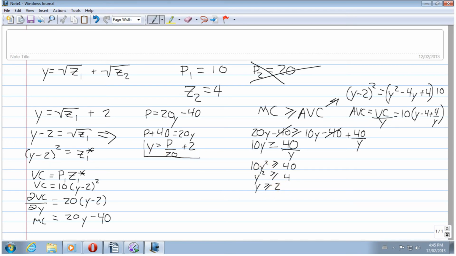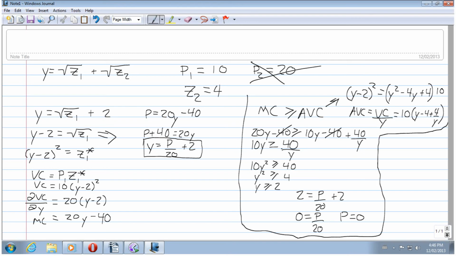Well, I have an equation here that relates price and output. So 2 equals P over 20 plus 2. You can probably see where this is going. 0 equals P over 20. P equals 0. So marginal cost is greater than average variable cost when your price is equal to 0. So there's no shutdown point for this. But you do need to show that you've done some fiddling, or at least that you recognize that marginal cost is going to be always greater than average variable cost for any positive y.